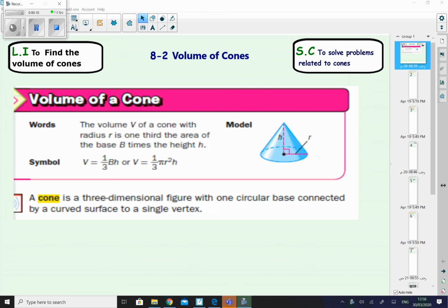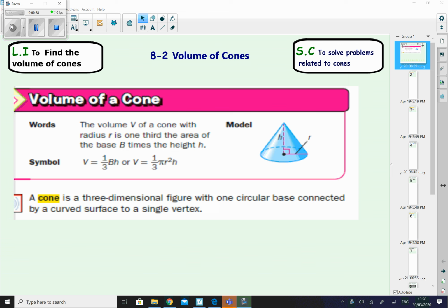We took before the volume of cylinders, and we knew that the volume of any cylinder is the area of the base times height, which is pi r squared times height. This time we have a cone. The cone also has a base of a circle, but the only difference is that it has only one base and it looks like a pyramid. So the rule will be a little bit different.